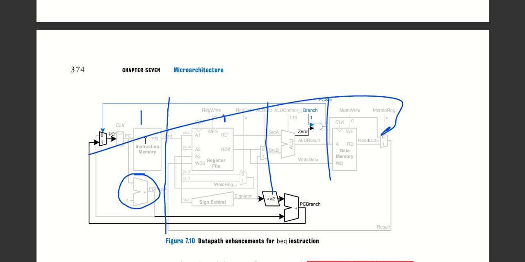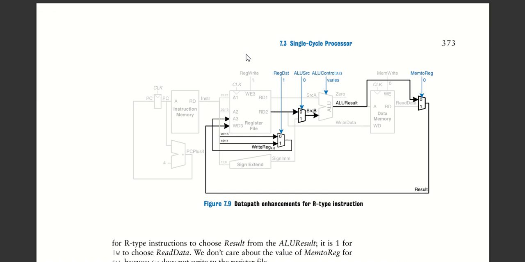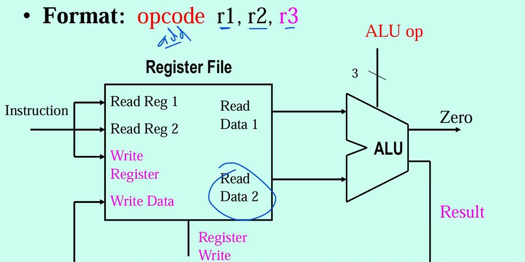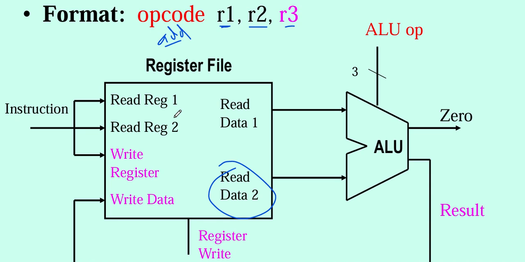For the branch equal instruction, realize that we hardly use all of this hardware. But for something like the R-type instruction, this is the hardware we use. And for something like the store word type instruction, this is the hardware we use. So it's a matter of just knowing what the instruction does. You can conceptualize what the instruction is doing, so you know what hardware to use.